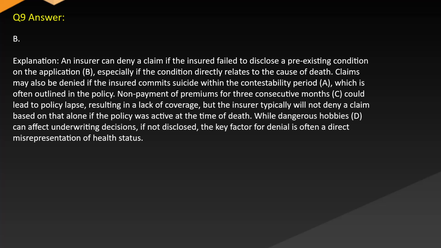coverage, but the insurer typically will not deny a claim based on that alone if the policy was active at the time of death. While dangerous hobbies (D) can affect underwriting decisions if not disclosed, the key factor for denial is often a direct misrepresentation of health status.